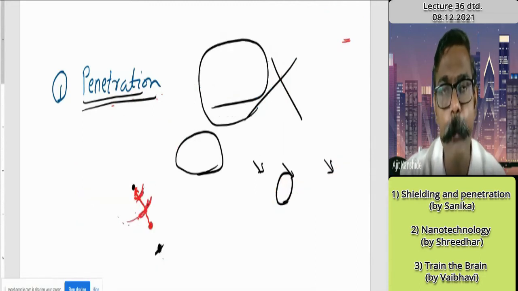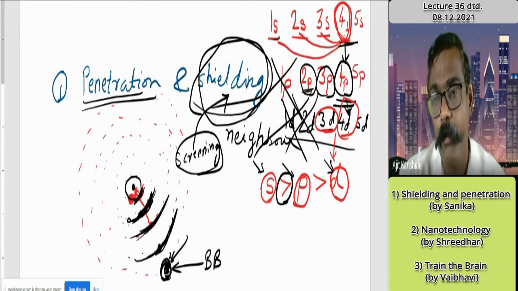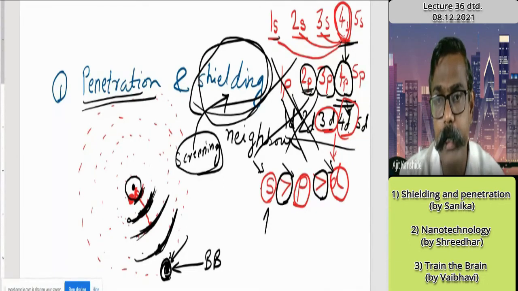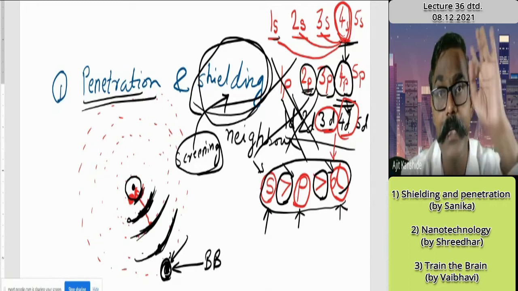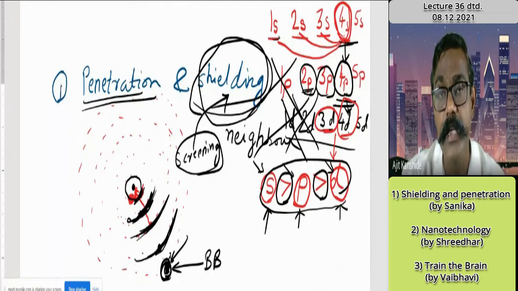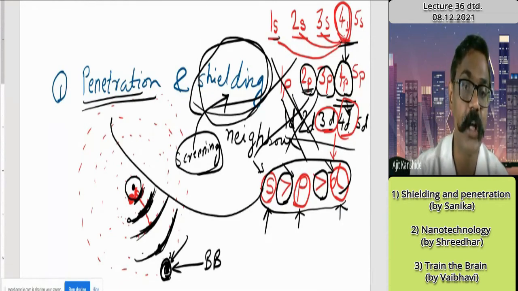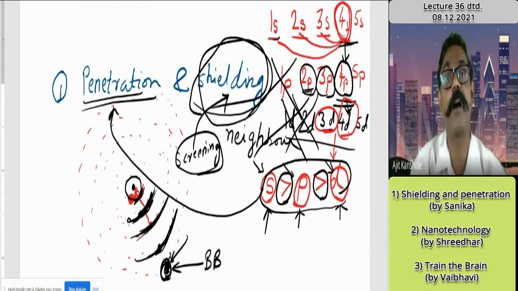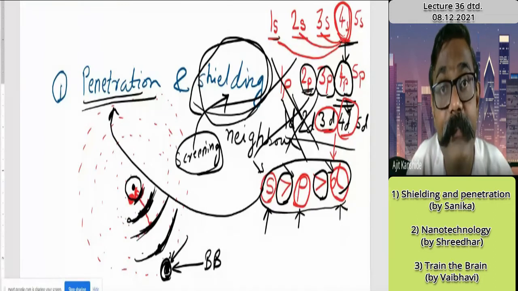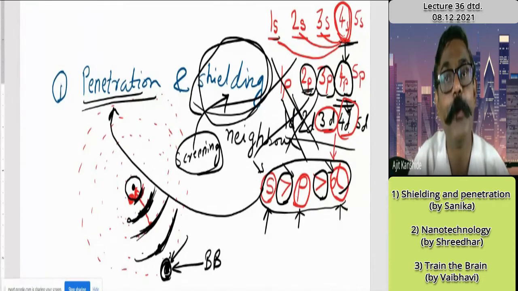s is more penetrating than p, which is more penetrating than d. s is more attentive than p, which is more attentive than d. So this tendency of attentiveness, despite the various problems, maybe because of the shielding tendency, is called penetration. So penetration abilities or tendencies are different, and that affects the energy sequence for a few elements.